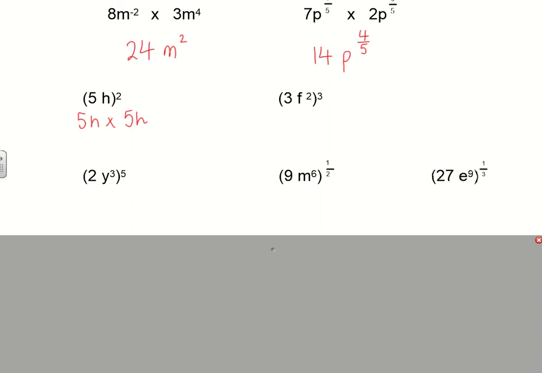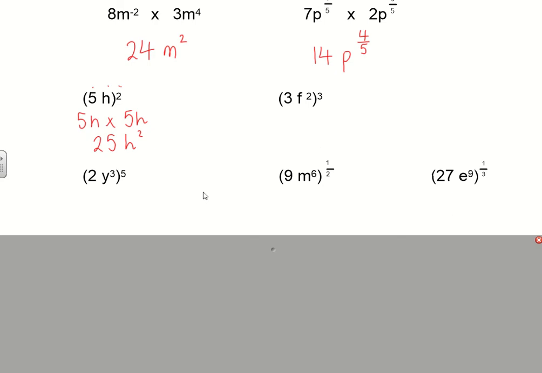So that's 5 times 5, which is 25, and h times h, which is h squared. So basically what's happening there is the 5 is getting squared, and then the h is also getting squared. So both parts get squared separately. Okay, so 25h squared.